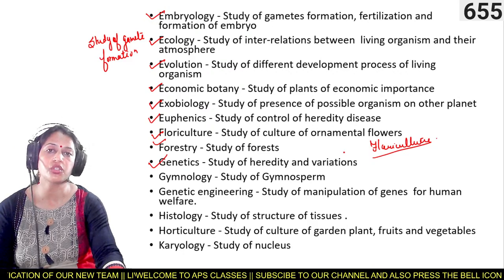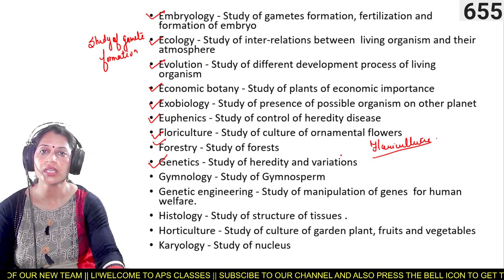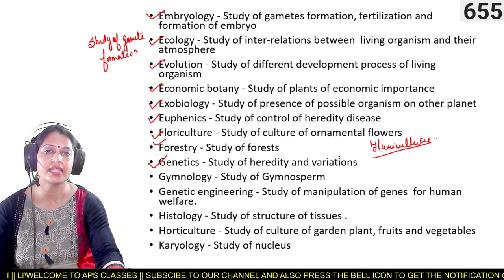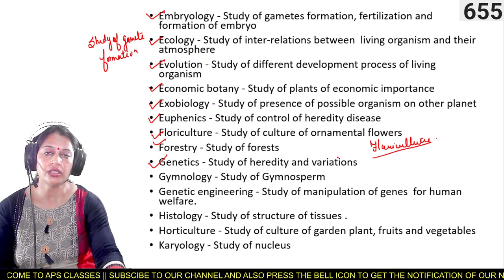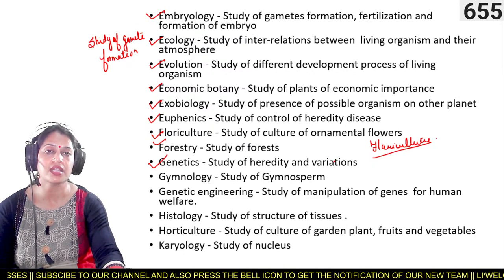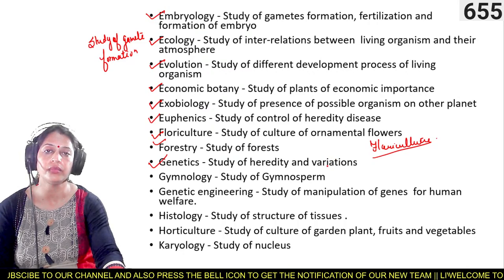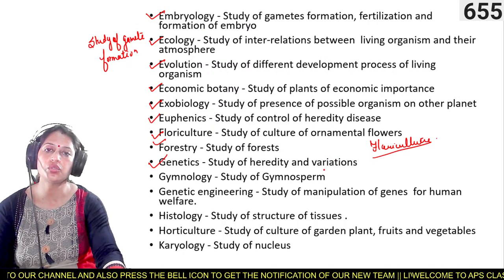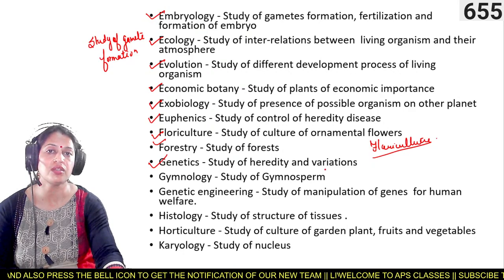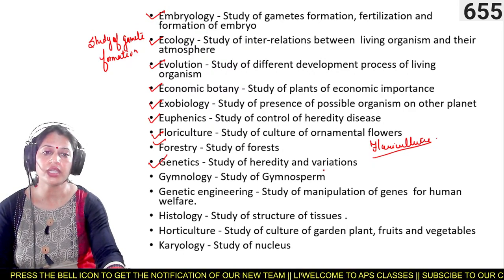Heredity means the transmission of characters from one generation to the next generation. And variation means no two individuals are alike in the universe. इस universe पर कोई भी दो individuals ऐसे नहीं हैं जो कि alike हों. That means there are some variations among the individuals or between the two individuals. That branch of biology is known as genetics, where we study heredity and variation.